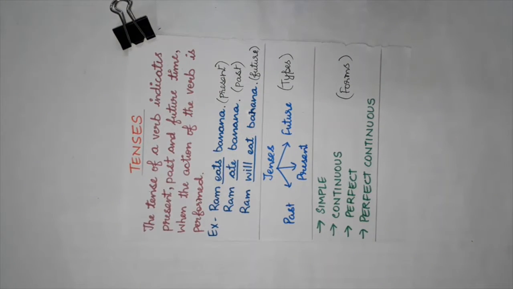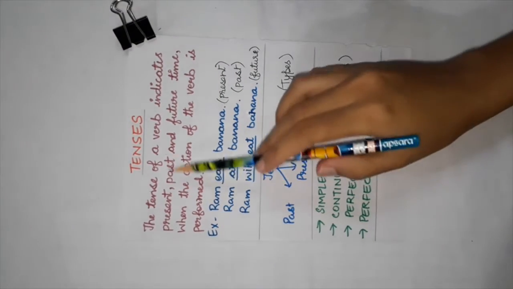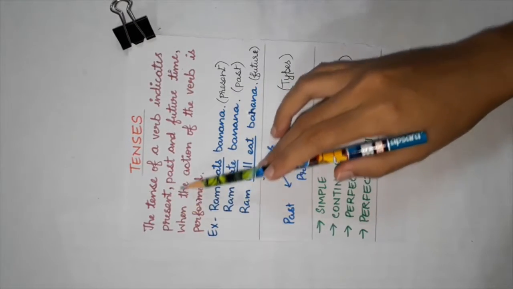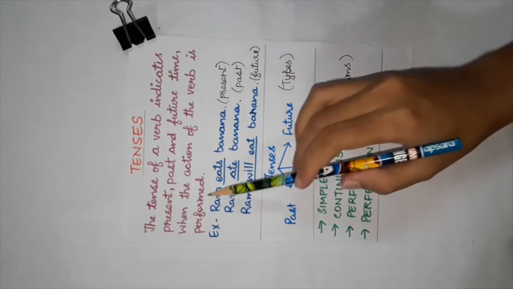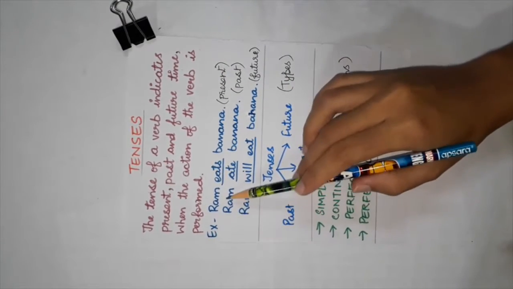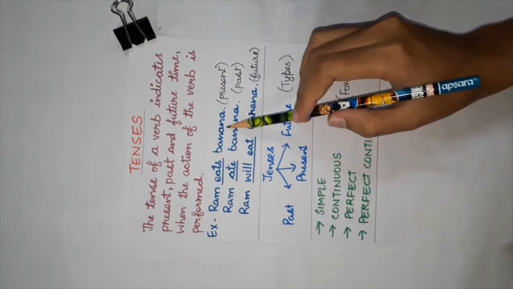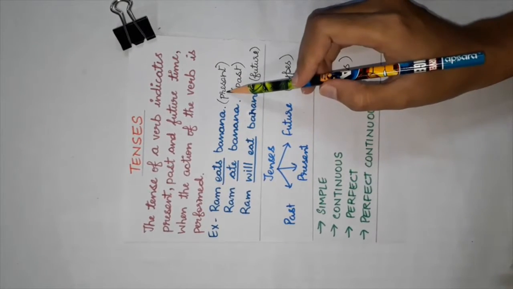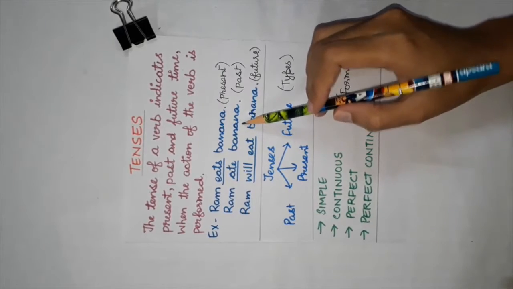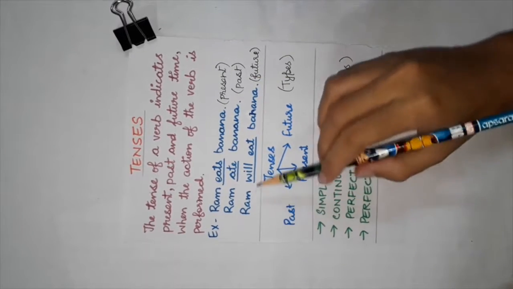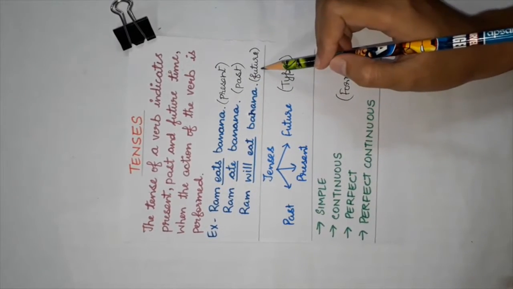So what is the tense? The tense of a verb indicates present, past and future time when the action of the verb is performed. For example, Ram eats banana. The action is being performed in the present time. Ram ate banana in the past time. Ram will eat banana in the future.